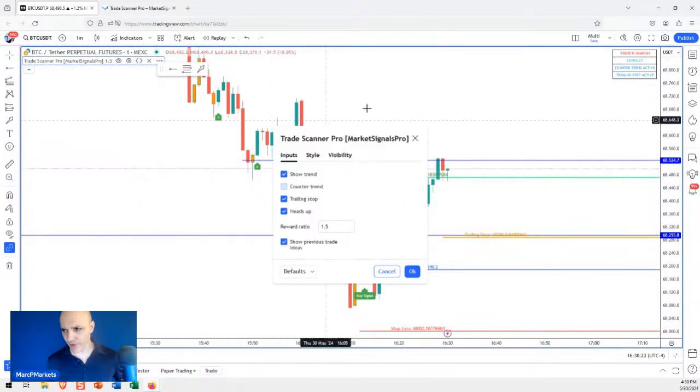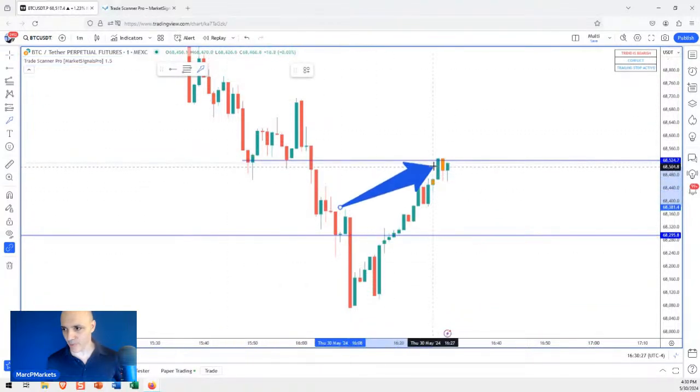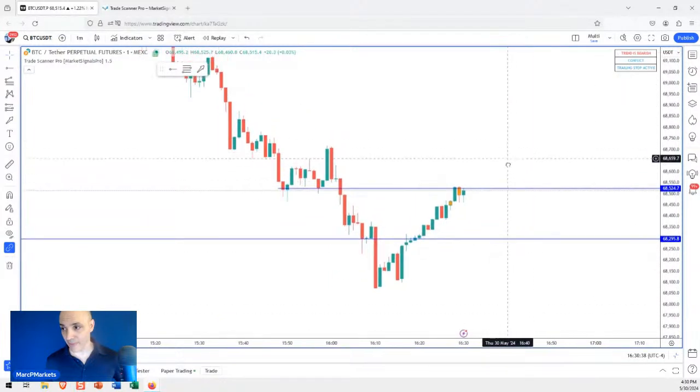So here's what I'm going to do. I'm going to take counter trend off because we're going to get a trend trade here, right? We're at this minor resistance. I'm getting warnings. See that? Our counter trend trade went to a take profit. So I'm going to bet on this smaller time frame just so I can show you.